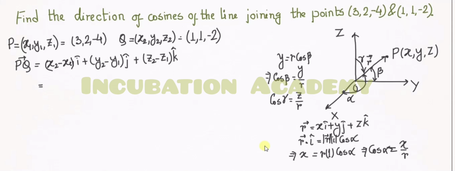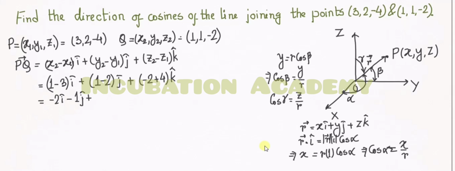So x2 is 1 and x1 is 3, so 1 minus 3 gives i cap. What is the value of y2? y2 is 1 and y1 is 2, giving j cap. z2 is -2, z1 is -4, so if you subtract this, it will become plus 4 j cap. So this will become -2 i cap minus 1 j cap and plus 2 k cap.